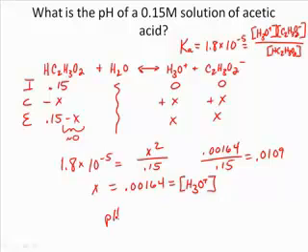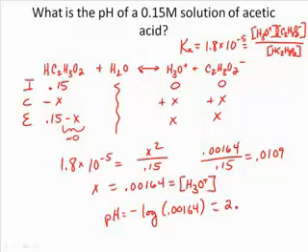So my pH is the negative log of 0.00164, which is equal to 2.79.